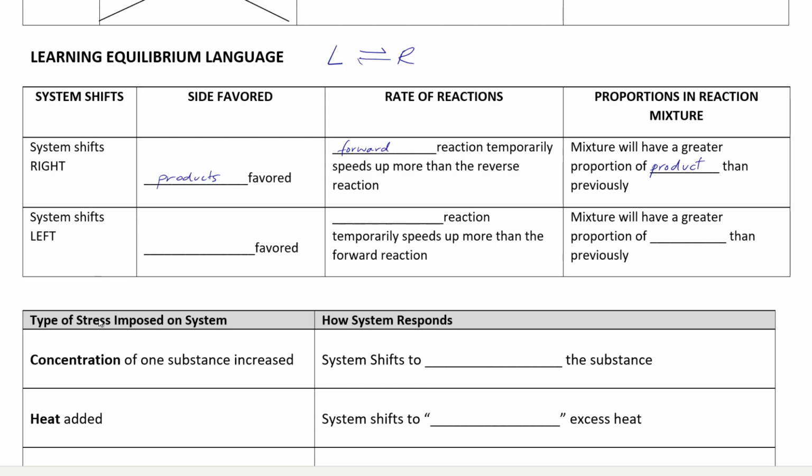If a system shifts left, however, that means that reactants are favored. A system shifting left means the reverse reaction is speeding up, right? So you have more reactants produced. So we would say that the reverse reaction temporarily speeds up more than the forward reaction, and the mixture will have a greater proportion of reactants than previously.